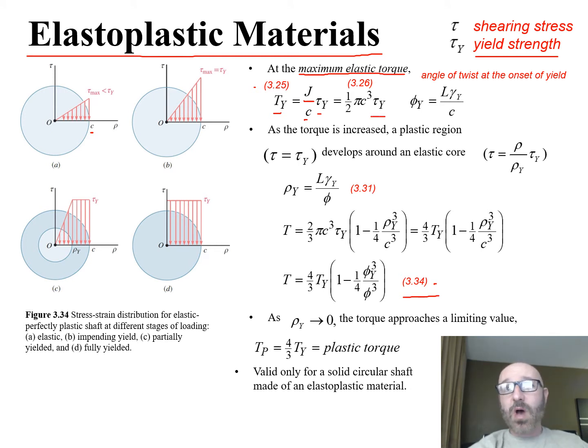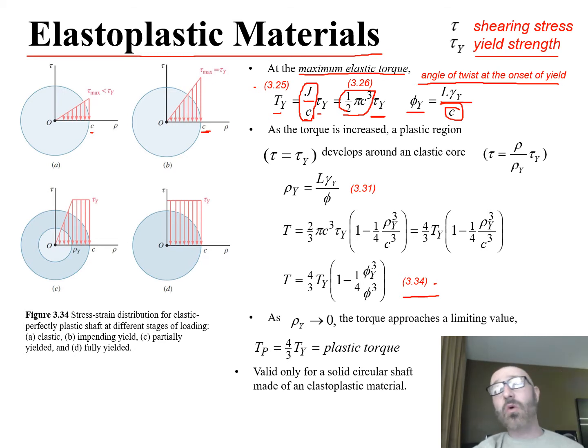Here we have our T sub y, with our tau sub y. But what we see now is that 1/2 pi c cubed is a replacement for the relationship for J over c. Again, the textbook goes through that derivation and comes up with the relationship for 3.26. Then we have the relationship from before for the angle of twist at the onset of yield, phi sub y. This is equal to L, our length, times our yield strain, divided by c again. That c is the distance out to our outer radius for a circular shaft.